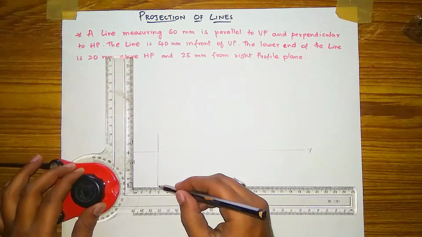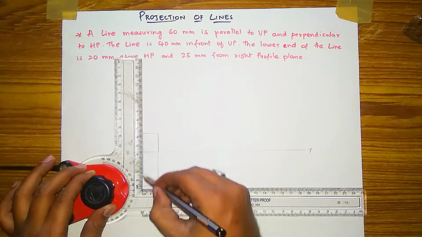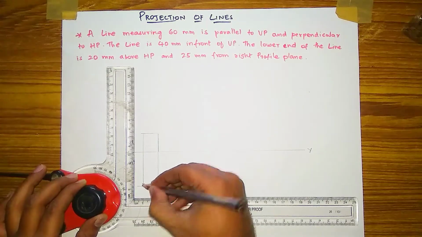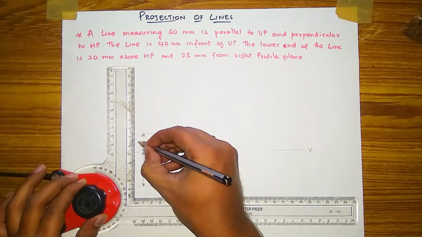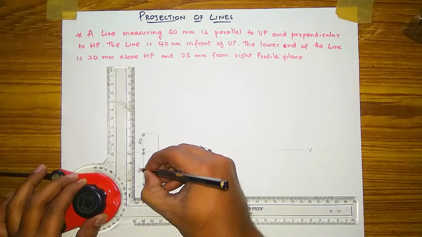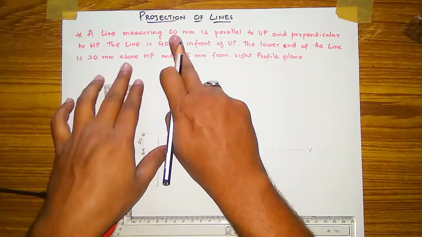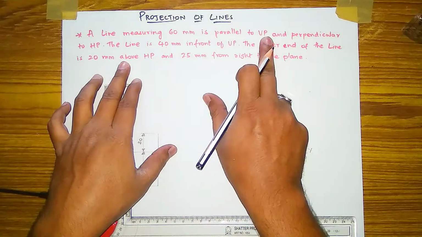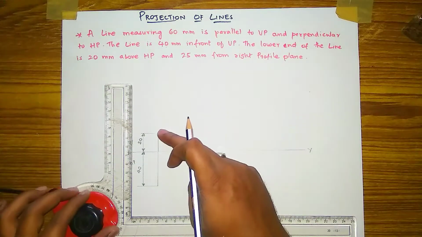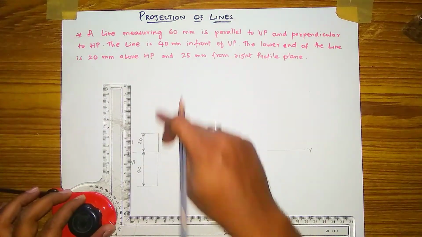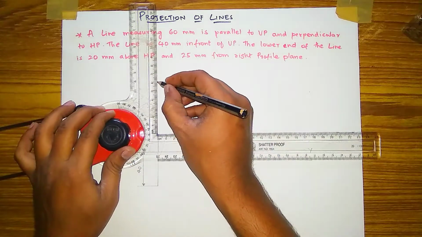Okay, I will show the dimension of this line first. Like this, first you take the distance: this is 20 and this is 40. Then after, the 60 mm line is parallel to VP and perpendicular to HP. As practically I have shown you, on VP you are having a perpendicular line like this. So draw the 60 mm line here.